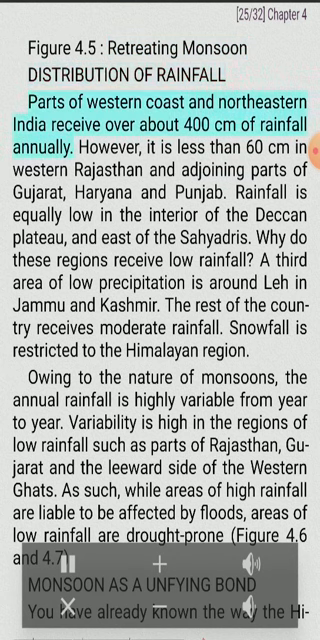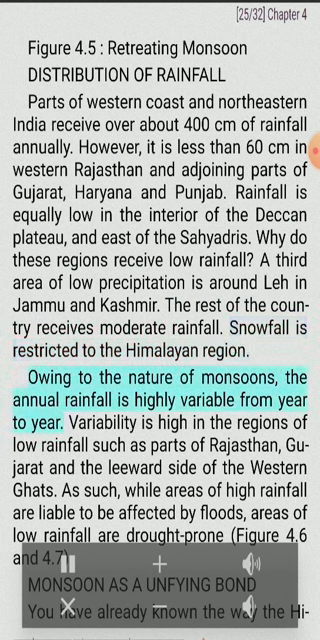Parts of the western coast and northeastern India receive over about 400 centimeters of rainfall annually. However, it is less than 60 centimeters in western Rajasthan and adjoining parts of Gujarat, Haryana and Punjab. Rainfall is equally low in the interior of the Deccan Plateau, and east of the Sahyadris. Why do these regions receive low rainfall? A third area of low precipitation is around Leh in Jammu and Kashmir. The rest of the country receives moderate rainfall. Snowfall is restricted to the Himalayan region.